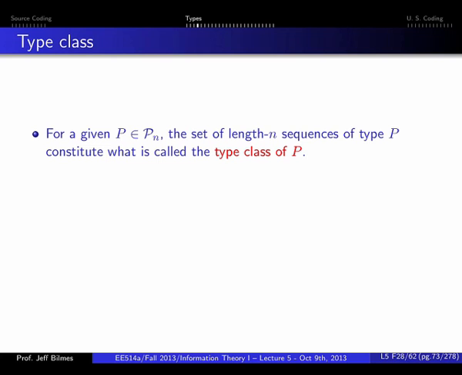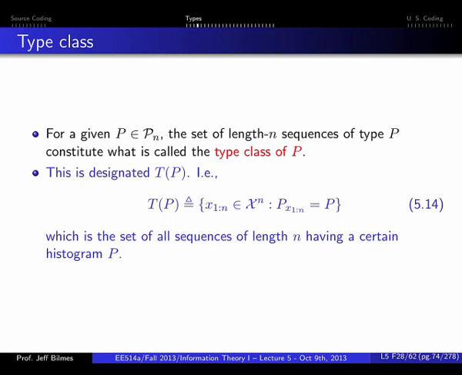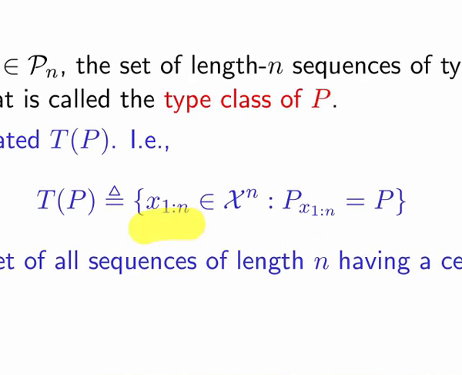Okay, so now let's say we've got a given P here. Now think of all of the sequences that have that type. That's called the type class. So the type class is a set of sequences of a given type. And so there's a couple of different ways of writing this. So the type class, written T of P, is equal to all sequences such that the type of the sequence is equal to the type P.